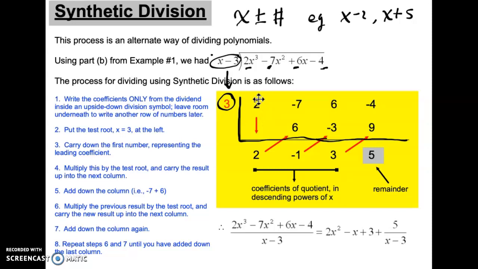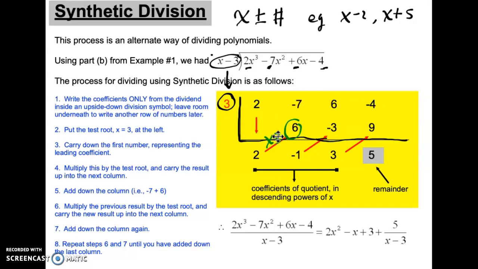Okay? And then what we're going to do next is we always just pull down the first number and write it below the line. And then our next step is always multiply by whatever the number is on the left side here. So in our case, it's a 3. So we're going to multiply by 3. 2 times 3. That's how I got the 6.